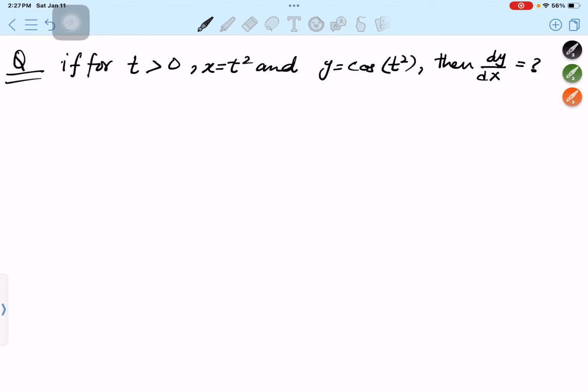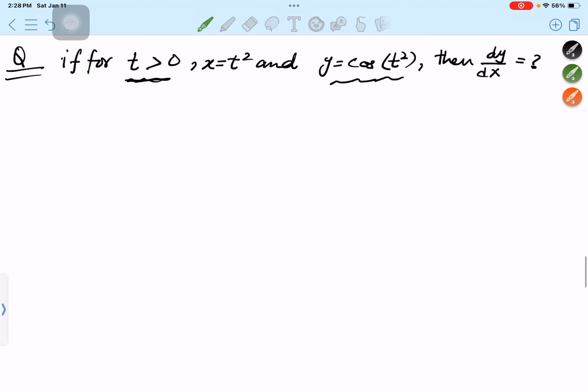It says, for t greater than 0, if we let x equal t squared and y equal cosine of t squared, then the derivative of y with respect to x equals what? Well, remember the derivative of y with respect to x when we have a parametric curve. All we have to do is take the derivative of y with respect to t, and then we simply divide that by the derivative of x with respect to t. So nothing too hard here.